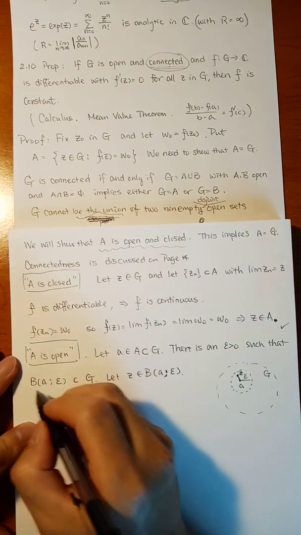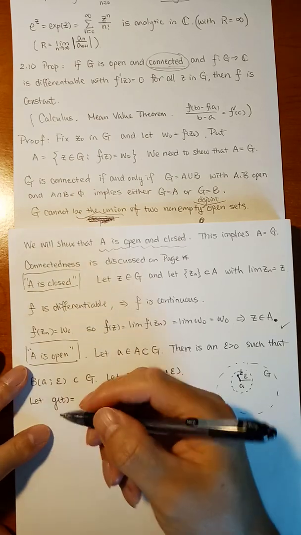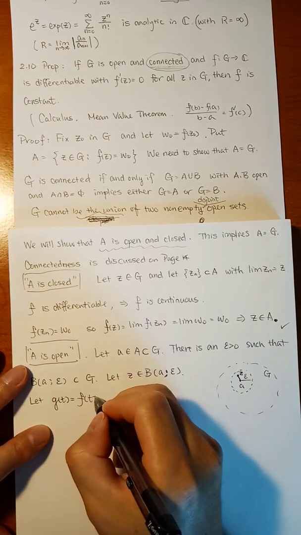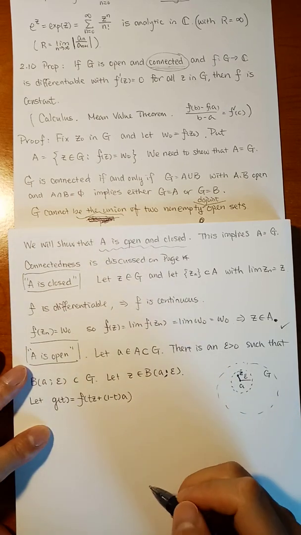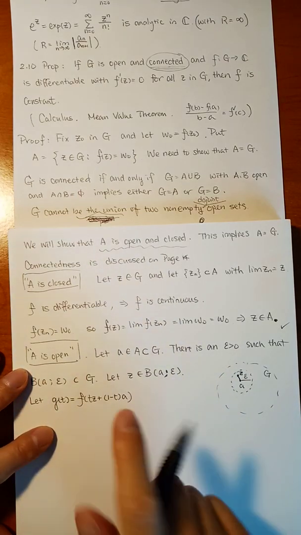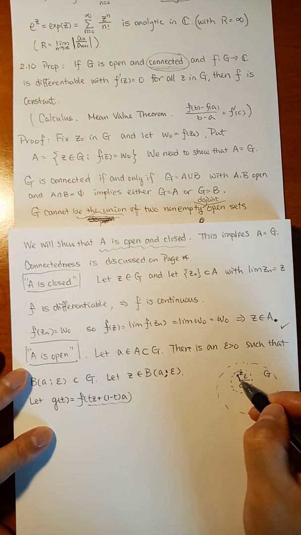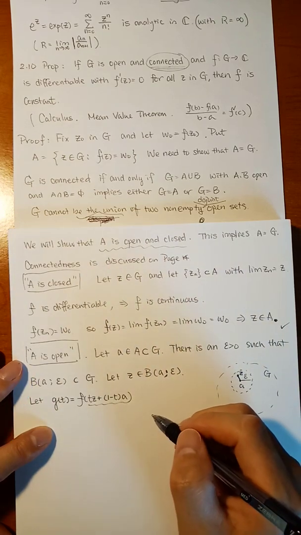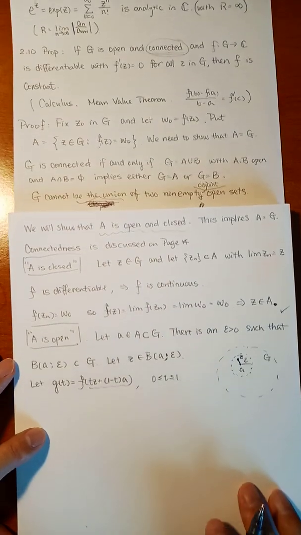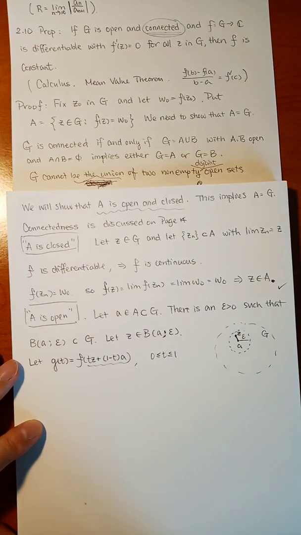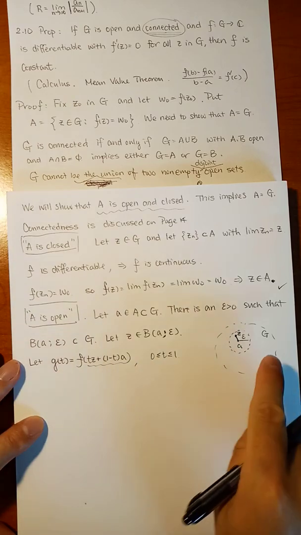Let g of t be f of (t Z plus (1 minus t) a). This is a straight segment, and then you evaluate f along this straight segment. That's g of t, and here t is between 0 and 1. This is a real variable, but complex valued.